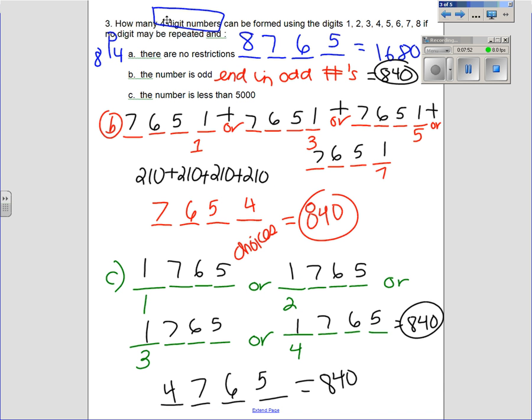Okay, so make sure you're good. Number 1: letter A is 1680, B is 840, C is 840.